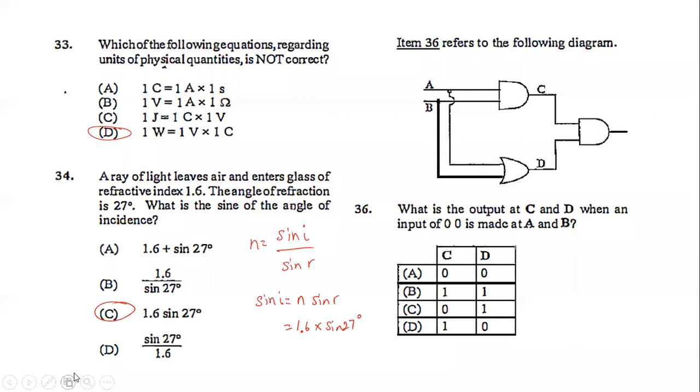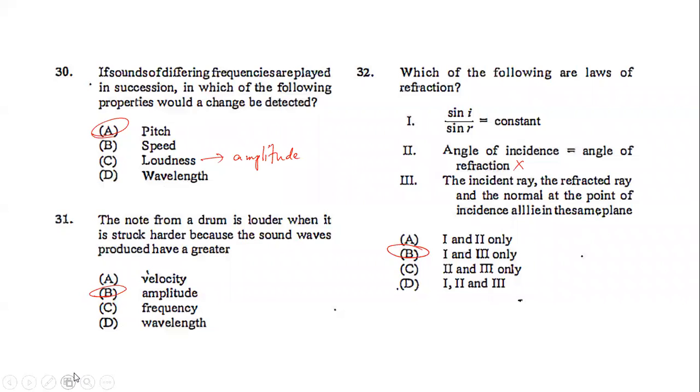Somebody asked what is 32's answer. Let me just go back to the slide. 32 is B, 1 and 3.